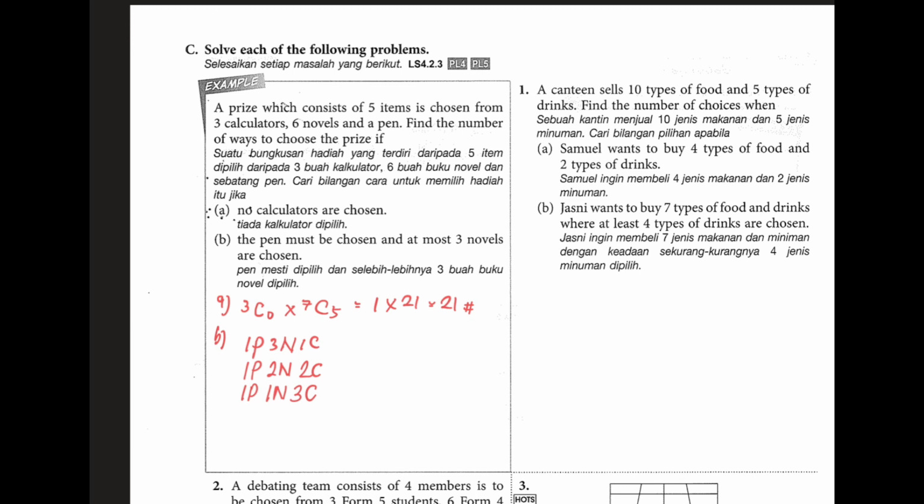So what to do is we count the combination for each of these. Okay, so I have 1 pen. I choose 1, so that is 1C1. 6 novels, choose 3. 3 calculators, choose 1. I multiply because this is the multiplication rule. Do the 3 events. So 1C1, 6C3, 3C1. Okay, so we get 60.